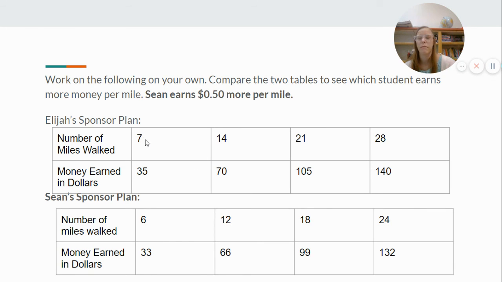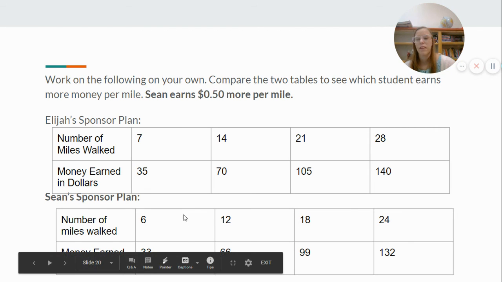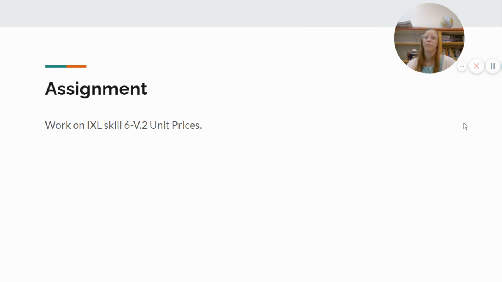Okay, so if you take 35 divided by 7, you get $5. Then 33 divided by 6 gives you $5.50. So 50 cents more per mile.